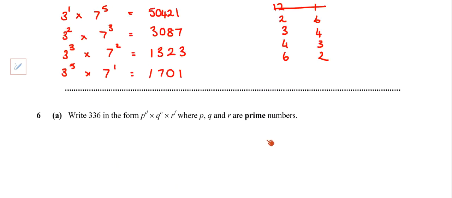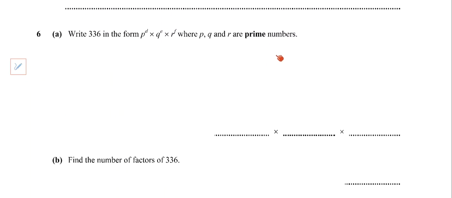So we've got those. Now we've got the final questions. They're the ones that are going to challenge your understanding. All right? So 336 in the form where we've got 3 prime factors this time. This is actually quite a simple question. You all know how to do it? You remember how to find prime factors?